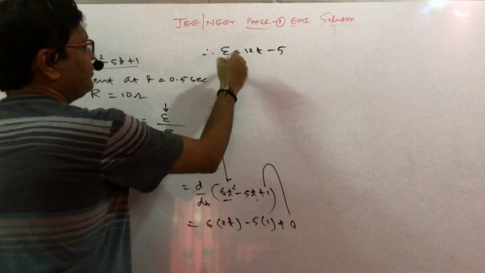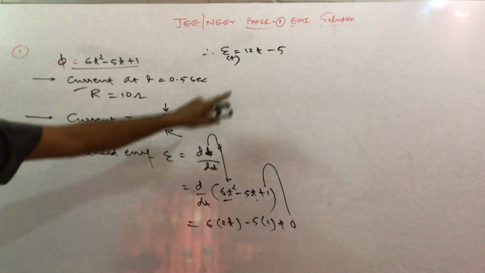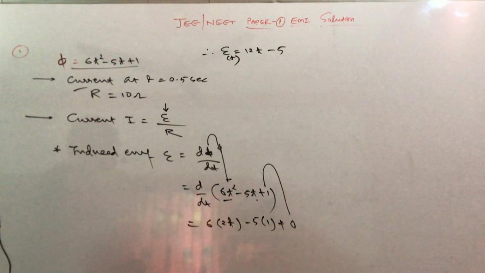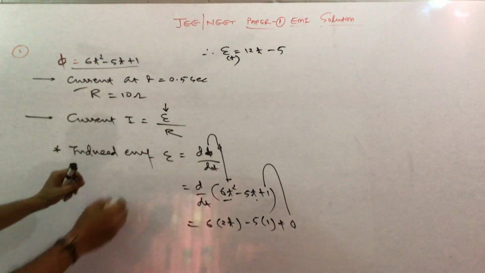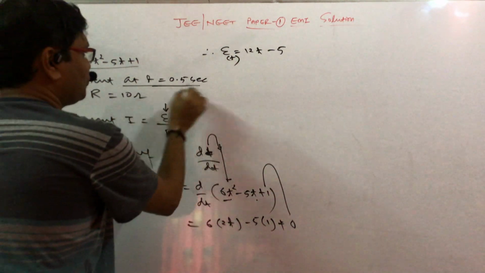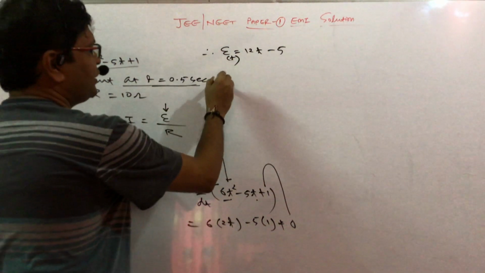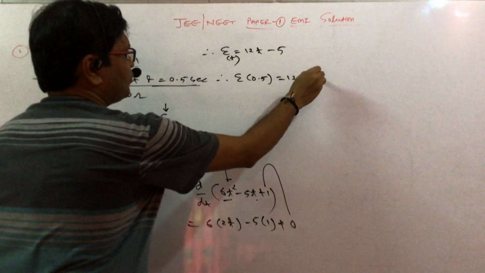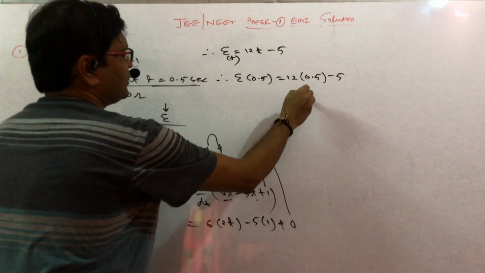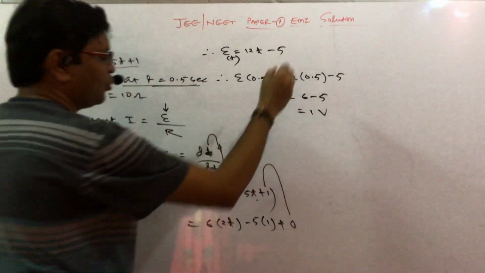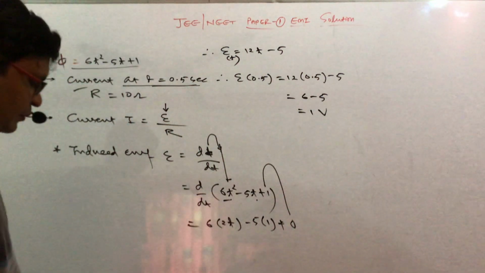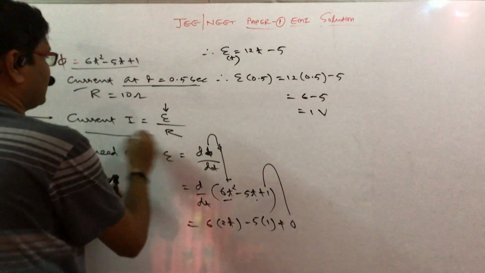But this is time dependent induced EMF. You can see here time dependent. So with respect to time, induced EMF already changes. But we would like to find current at 0.5 second. So we have to find induced EMF at 0.5 second. So it is 1 volt. You can see what is the answer. It is 1 volt. But your target is to find current.